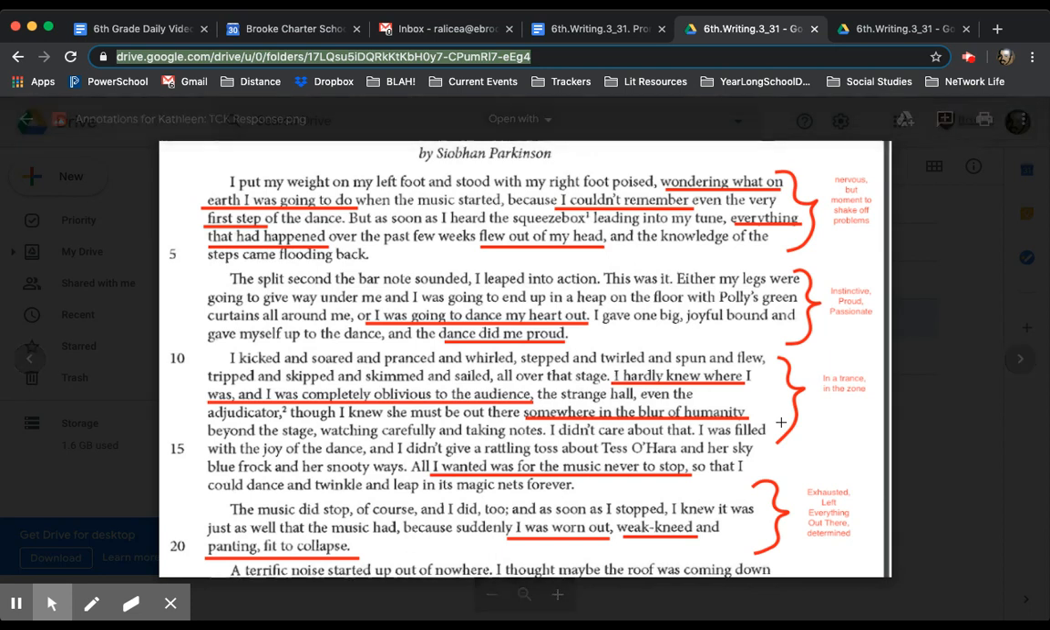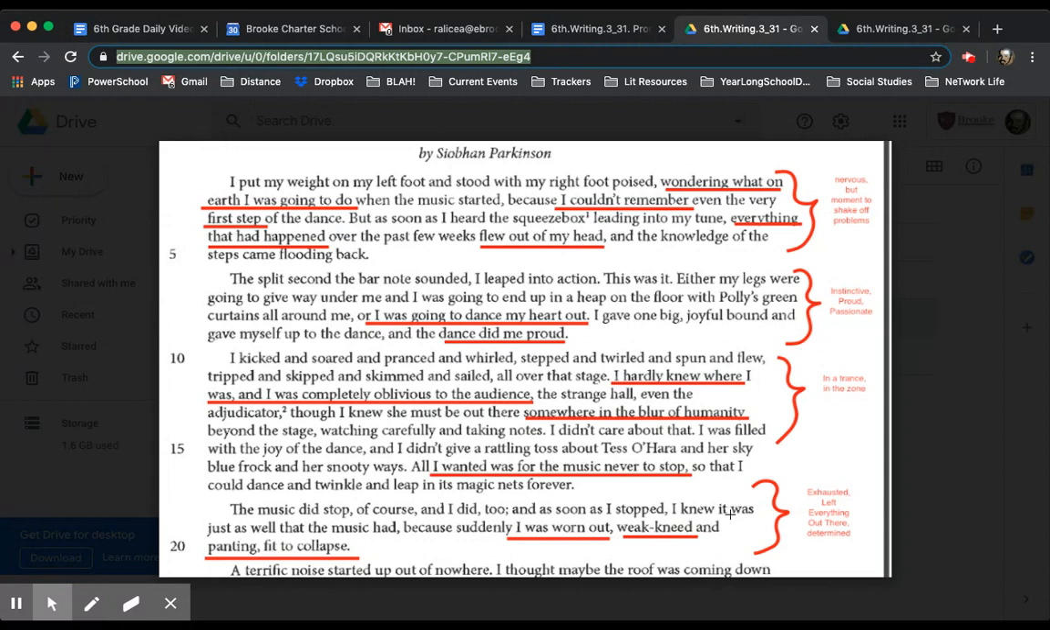Third paragraph. "I hardly knew where I was, and I was completely oblivious to the audience. Somewhere in the blur of humanity, all I wanted was for the music never to stop." And again, this almost speaks to her being in a trance, really into this dance, or in the zone, so to say, and really just shaking off many of the other things I think were troubling her.